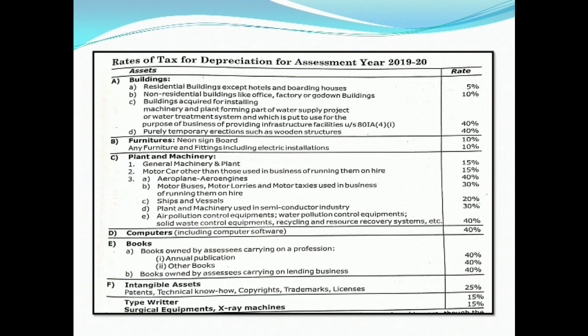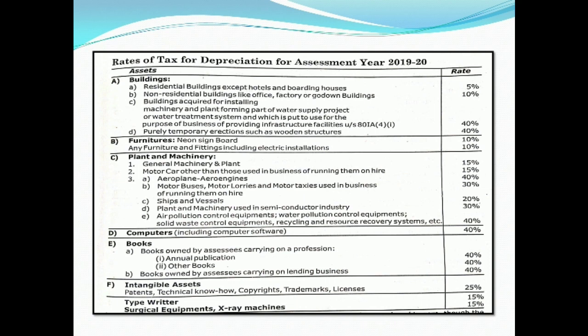Next is the rate of tax for depreciation for assessment year 2019-20. I have given you the list of rates for fixed assets. These are the rates you need to remember if the rate is not specified in the problem or illustrations. So at that time we need to remember certain things. The important ones are buildings, which is 5%, and furniture, that is neon signboards, 10%, and also furniture and fittings is 10%. And then most importantly, plant and machinery is 15%, that you need to remember.